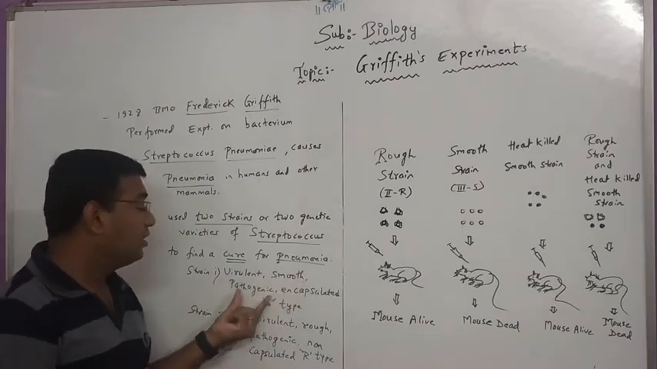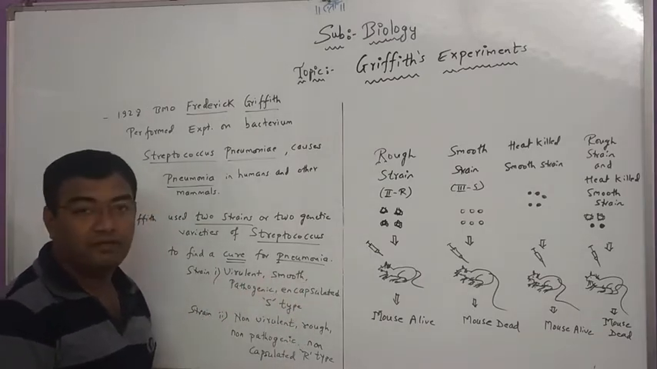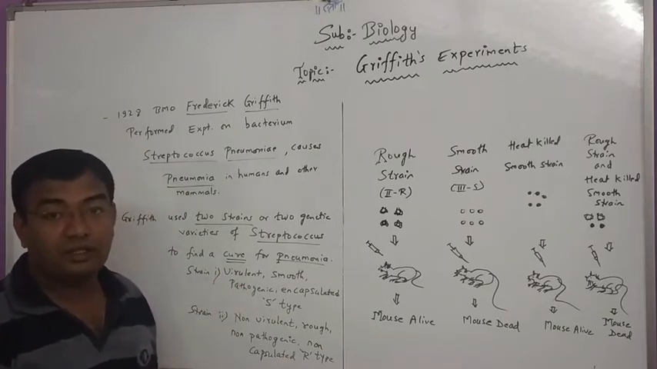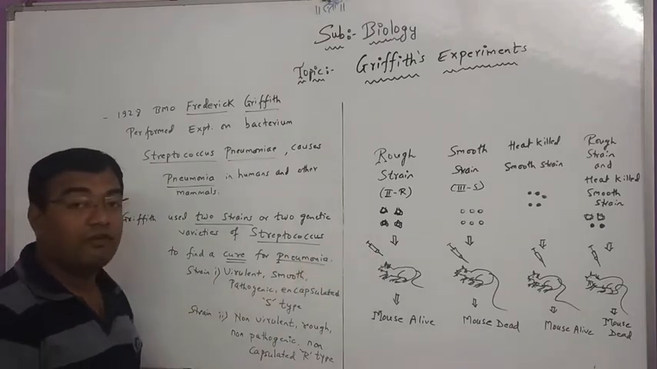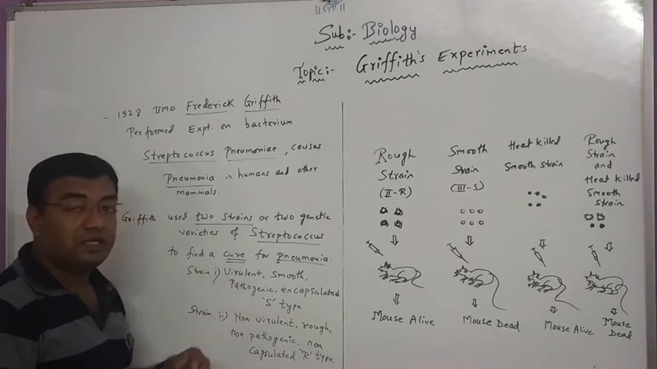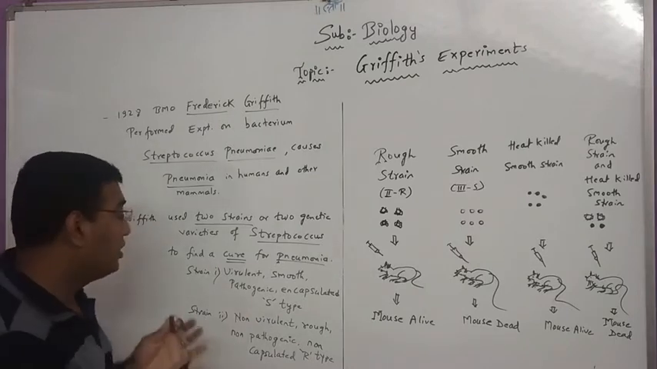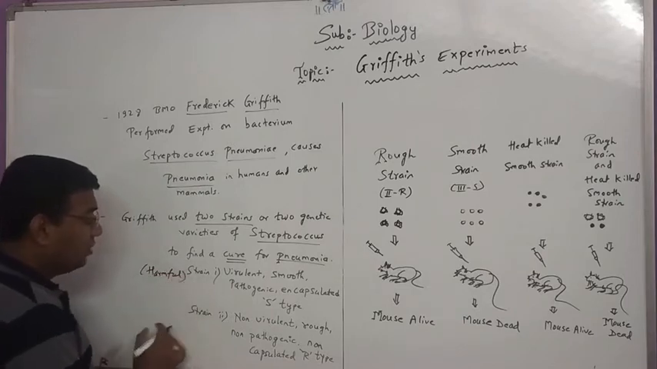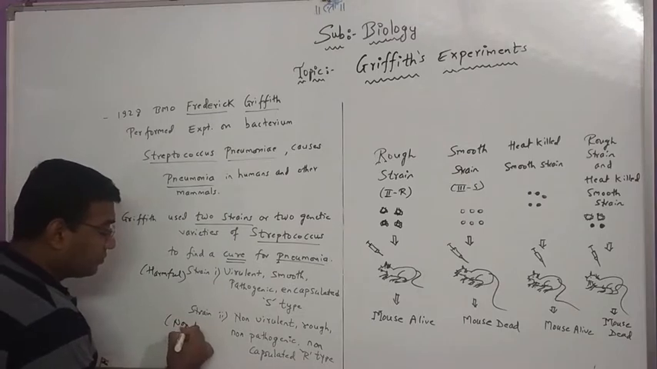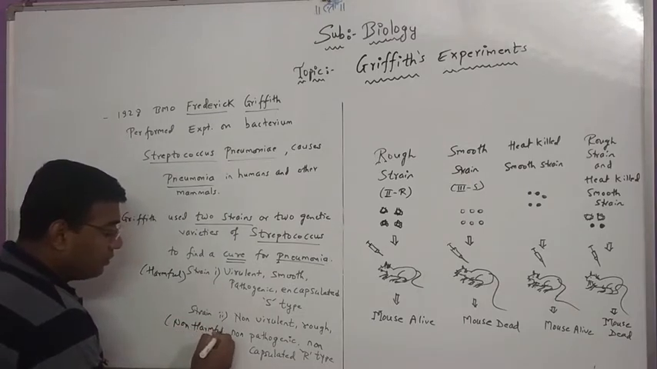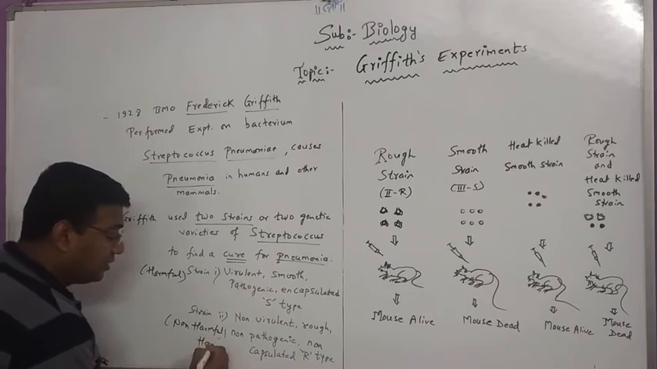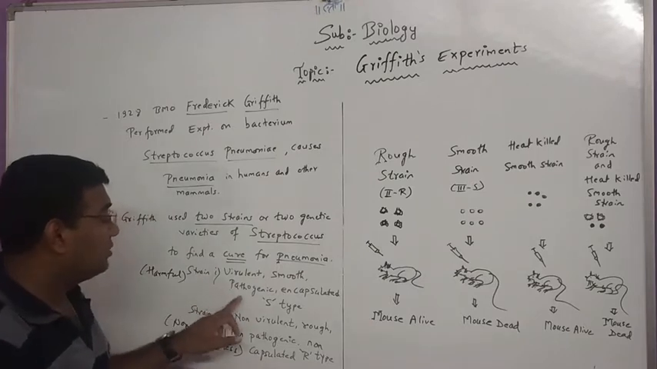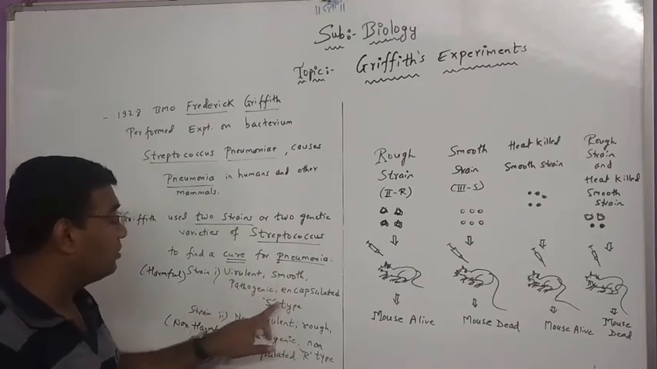Virulent strains are smooth, pathogenic, encapsulated, the S type. Virulent strains cause death of the organism. I will explain what virulent and non-virulent mean. Virulent is generally responsible for causing death. It is harmful. In short, you should remember virulent strains are the harmful strains and non-virulent are the non-harmful, means they are harmless.